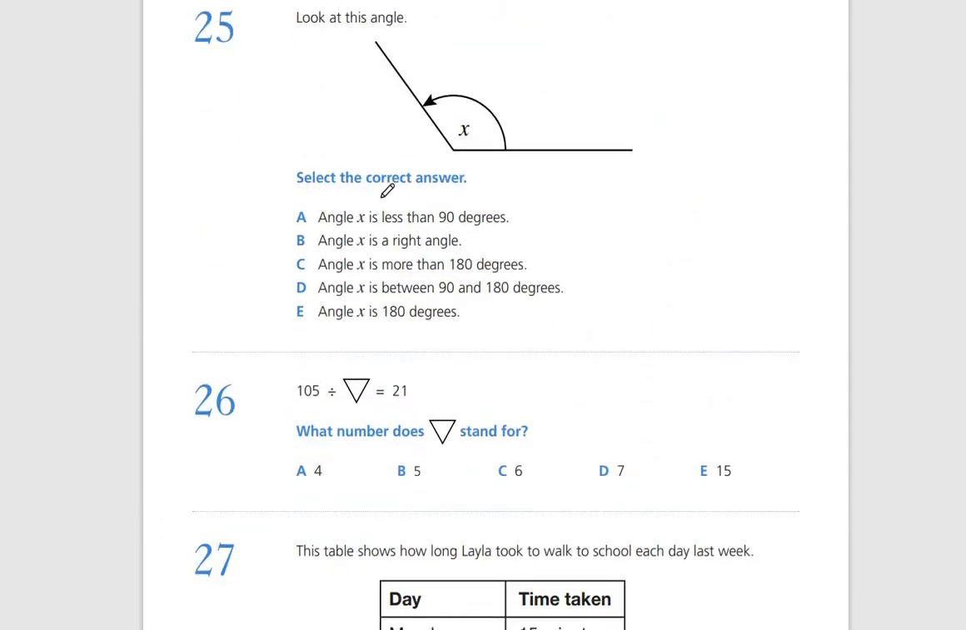25. Look at this angle. Select the correct answer. Angle S is less than 90 degrees. No, that's not true, because 90 degrees is about there, so nope. Angle X is a right angle. Nope, because if it was a right angle, it would be the other line, which is this one, and it would be straight, and it would be an L.